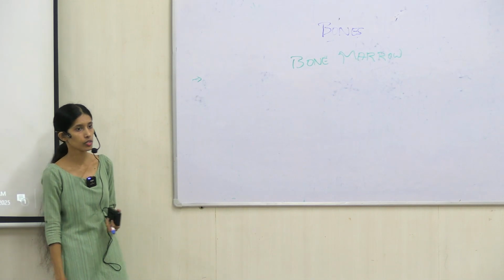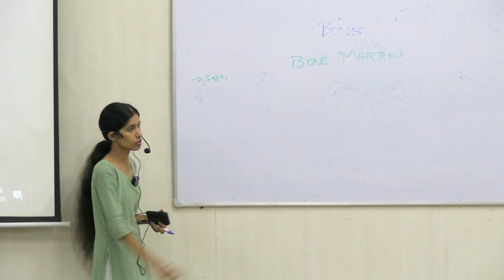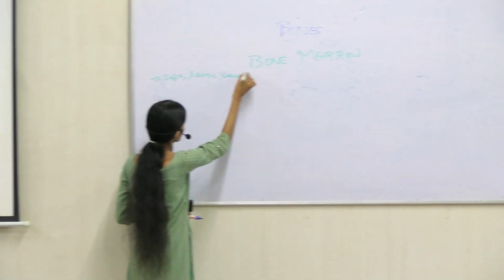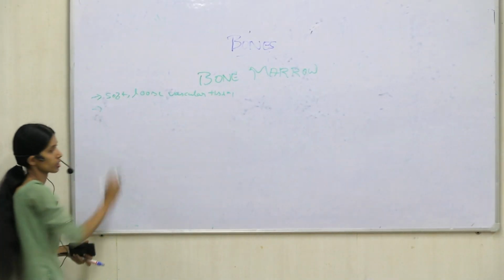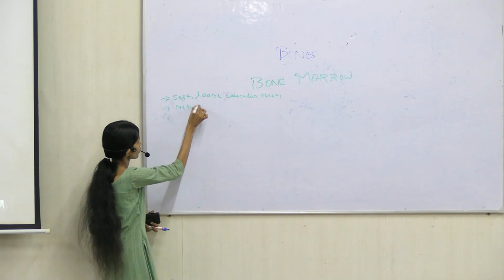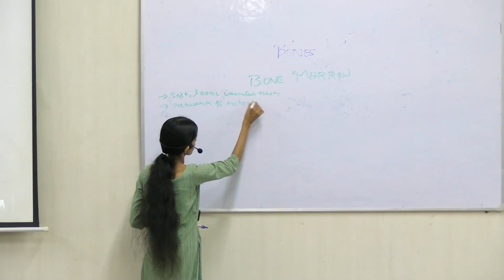Your bone marrow is a soft, loose vascular tissue which contains a network of reticular fibers.